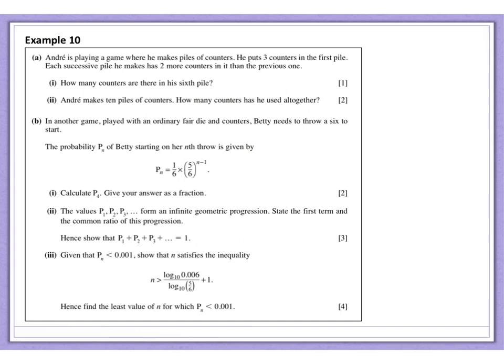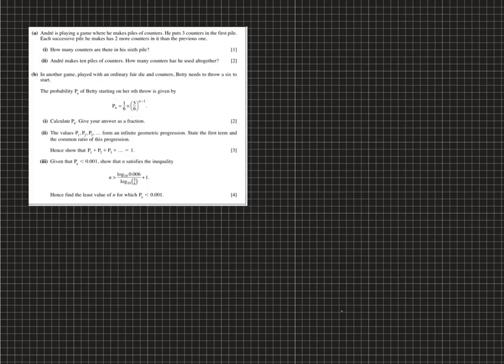Right, example 10, the last question. Again, a long question. Make sure you read it all through very carefully from the PDF before we get started. So, Andre is playing a game where he makes piles of counters. He puts 3 counters in the first pile. Each successive pile he makes has 2 more counters than the previous one. So, A1 is equal to 3, A2 is equal to 5, A3 is equal to 7. So hopefully we can all see very clearly this is an arithmetic progression. First term a, common difference equals 2.